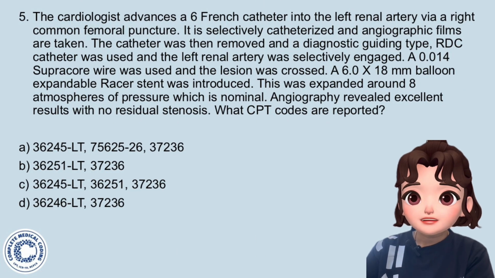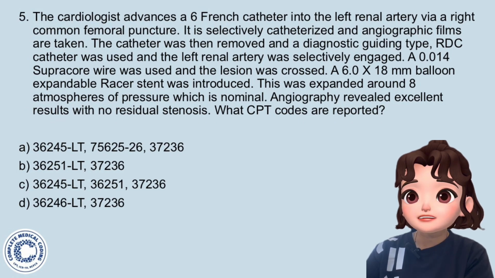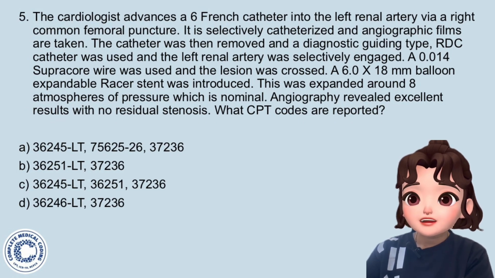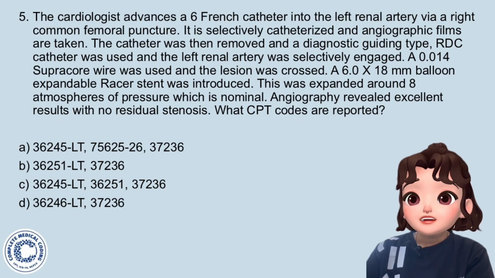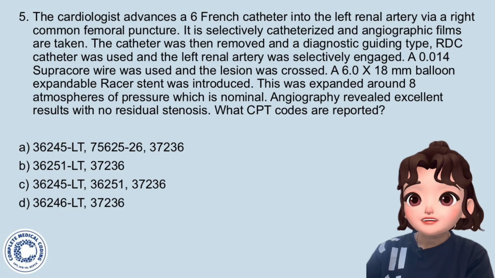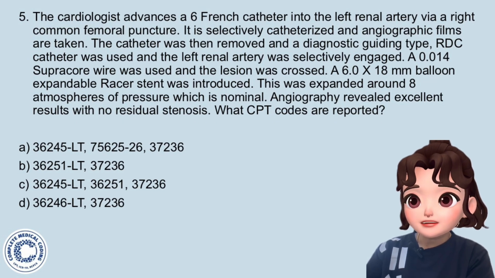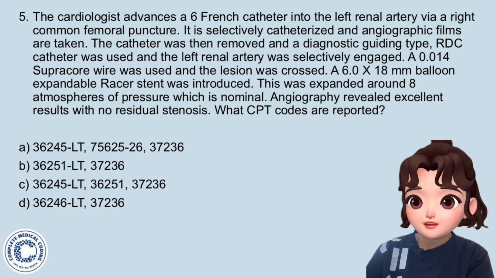Now let's move to the fifth question. The cardiologist advances a 6 French catheter into the left renal artery via a right common femoral puncture. So the catheter is inserted. That's a procedure here. It is selectively catheterized and angiographic films are taken. The catheter was then removed and a diagnostic guiding type RDC catheter was used and the left renal artery was selectively engaged. A 0.014 supracore wire was used and the lesion was crossed.